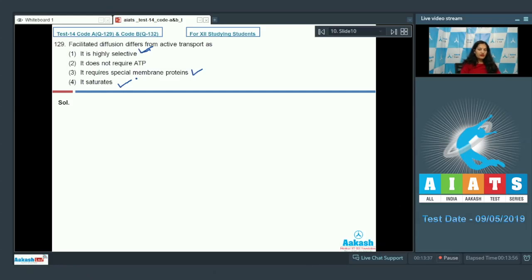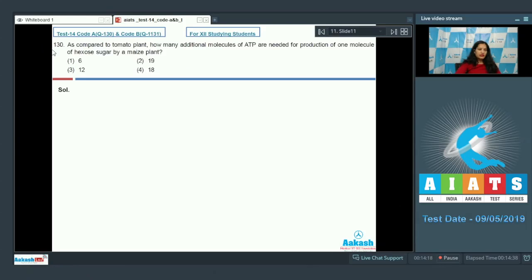Facilitated diffusion and the active transport differ from each other in just one thing, that facilitated diffusion does not require ATP as the molecules move along the concentration gradient in facilitated diffusion, but in active transport the molecules move against the concentration gradient, hence it is uphill transport and requires ATP. So the correct option for the given question is option number 2. Let's move to the next question.